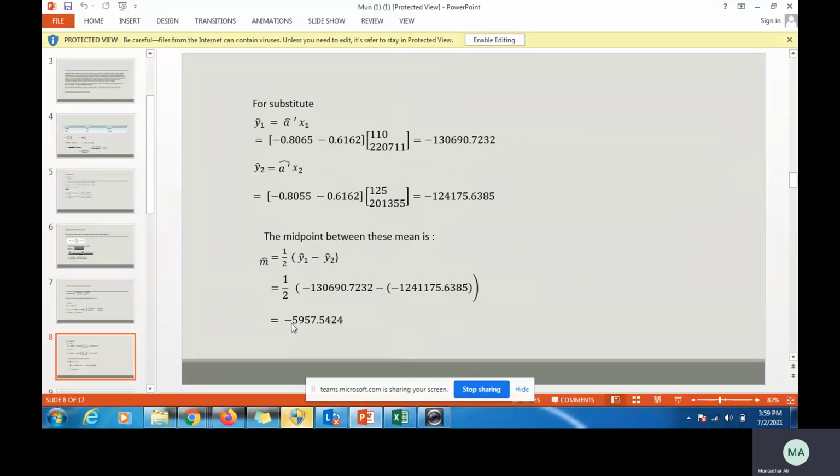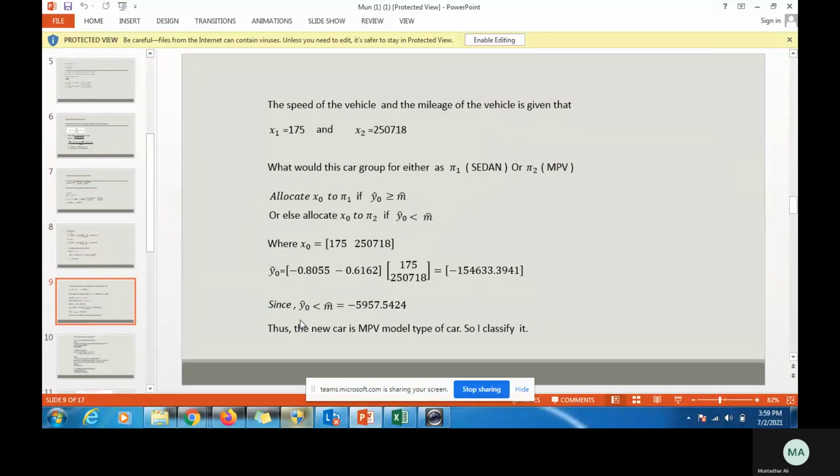We calculate this value, minus 5957.5424. So we calculate the speed of the vehicle and the mileage of the vehicle, given that x1 equal to 175 and x2 equal to 250,718.